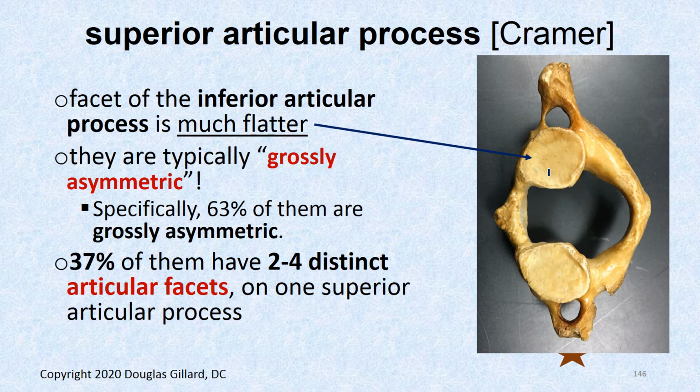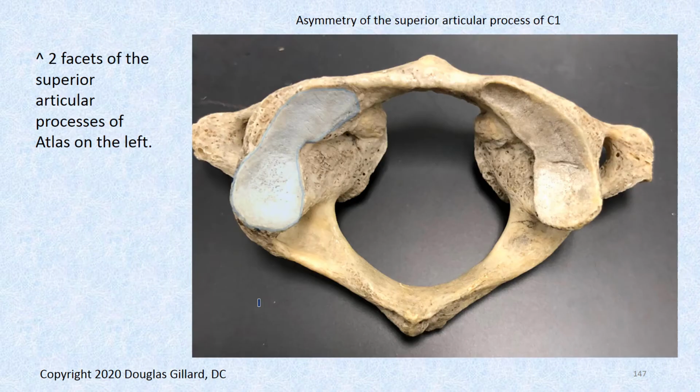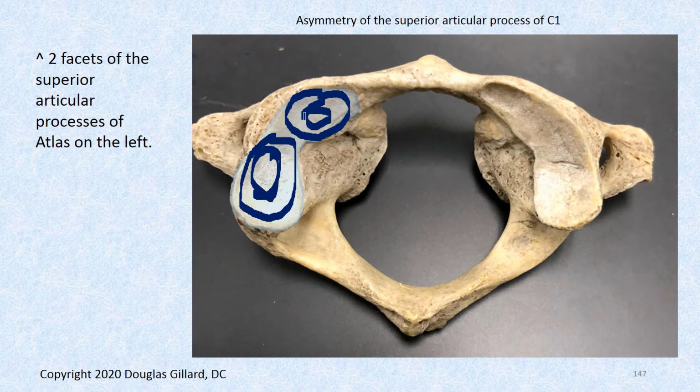Okay, these inferior articular processes can also be grossly asymmetrical, just like the transverse processes. 63% of them, in fact, are asymmetrical. Back to superior articular processes: 37% have two to four distinct facets, so that's not at all unusual. You could consider this one facet here, and another one here. If they were alive, you'd see a pad of cartilage right here and here. They can have up to four of those.